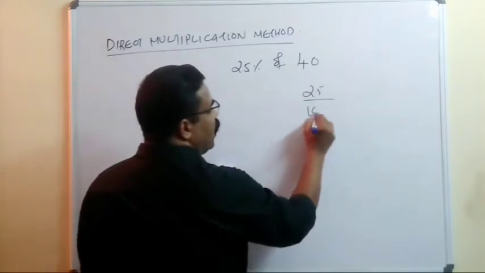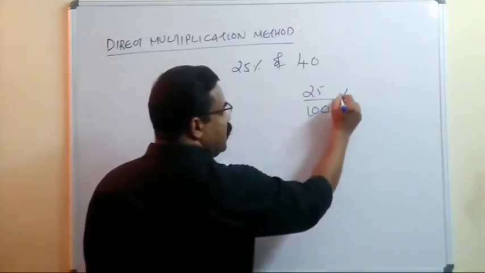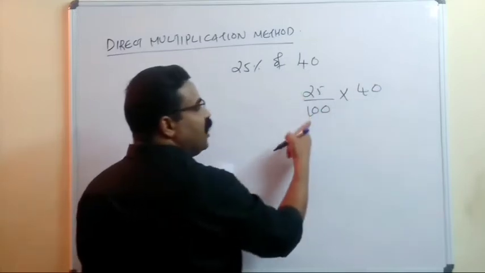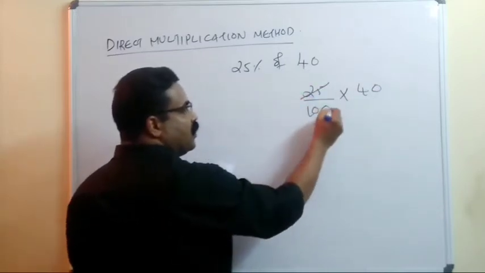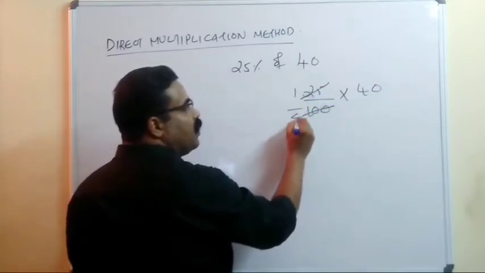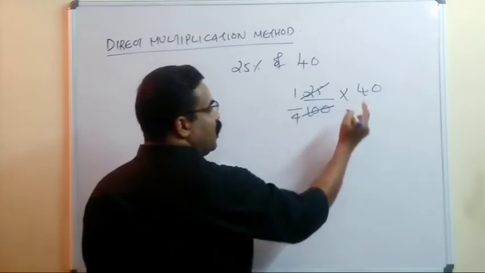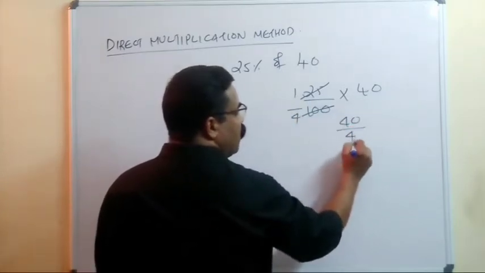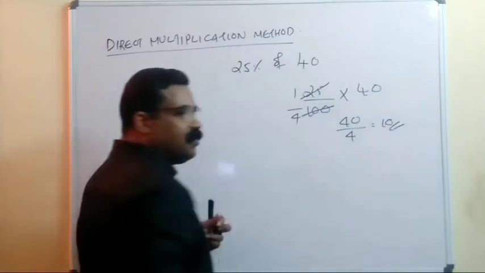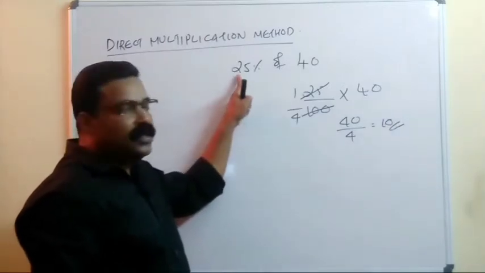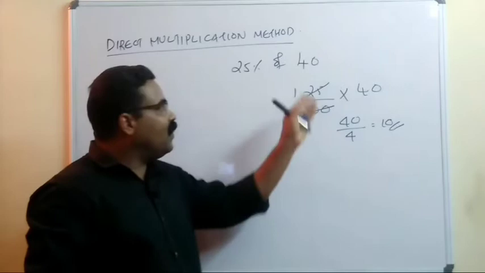So what will we take? 25 divided by 100 multiplied by 40. So 25 divided by 100 means what? You can cut this 25 and 100 to 1 by 4. So 1 by 4 into 40 means 40 divided by 4, which will be equal to 10. So what is the meaning of that? Whenever you want to find out 25% of a number, divide the number by 4.